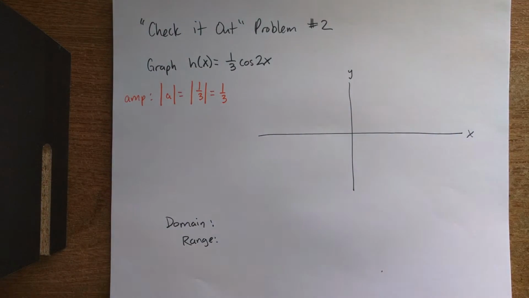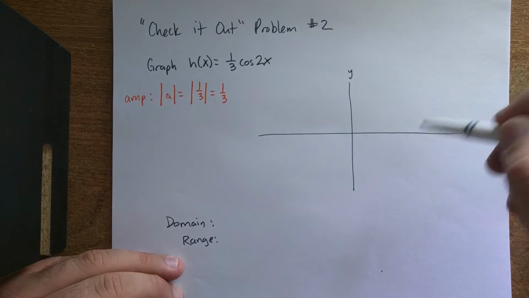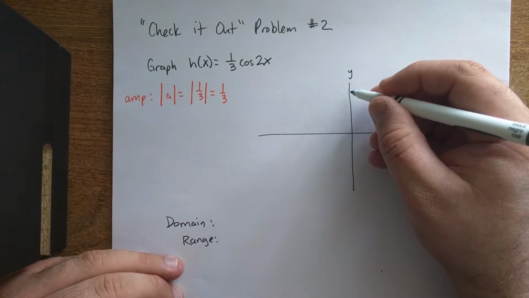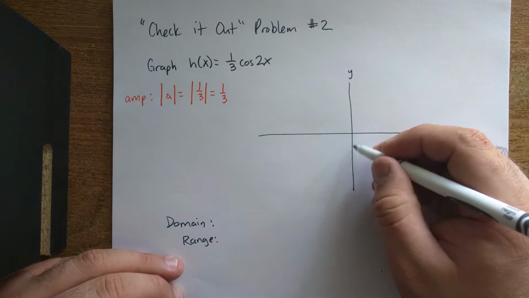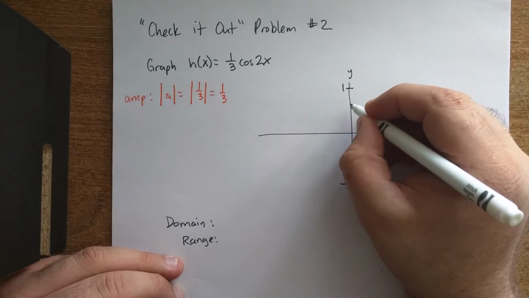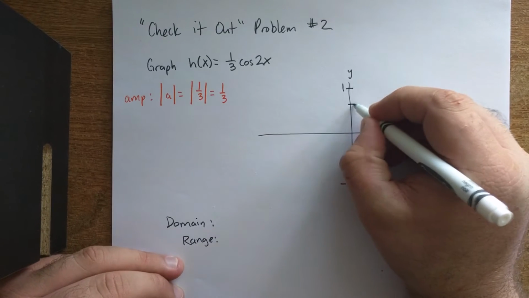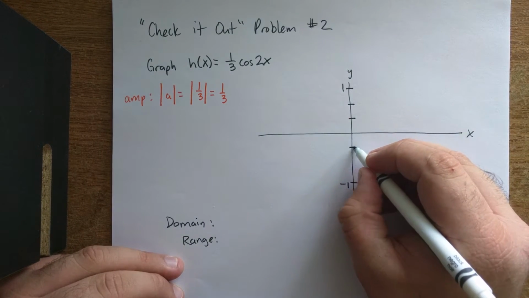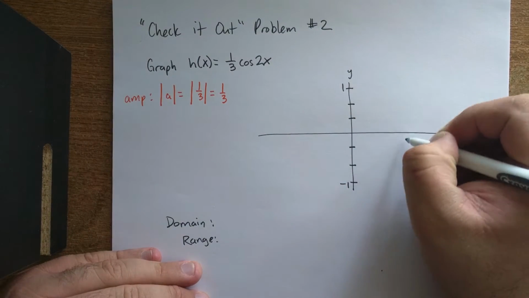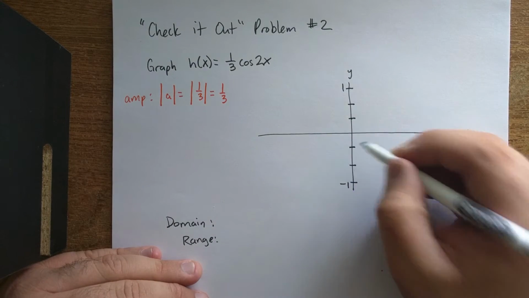What that means is, on the y-axis, your graph of cosine, which is an oscillating graph, will never go beyond 1/3 this way, and it'll never go beyond negative 1/3 down here. So if we label this 1 and negative 1, we may want to divide this into thirds because of our amplitude. So maybe this is 2/3 and this is 1/3, and this is negative 1/3 and this is negative 2/3. So as our graph oscillates, it'll never go beyond 1/3 and negative 1/3.